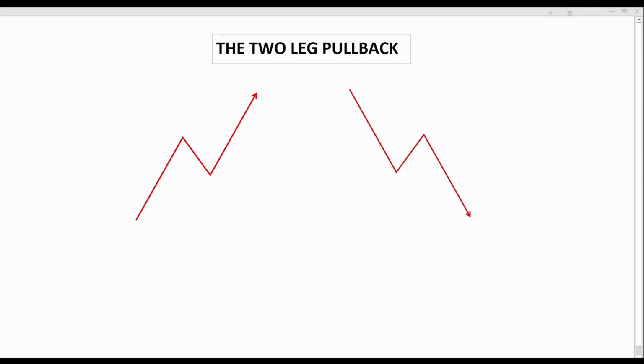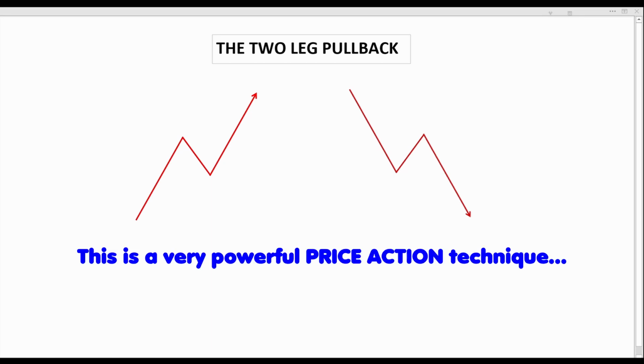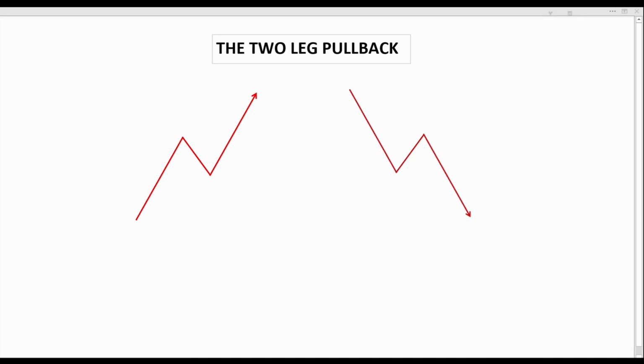Okay, today I'm not going to talk about the law of vibration. I am mainly going to talk about a price action technique called the two-leg pullback. This two-leg pullback is a very powerful technique, very popular, traded by many traders that I have seen also in other channels on YouTube. It's very popular and it's based on price action. So this is what I'm going to review today.